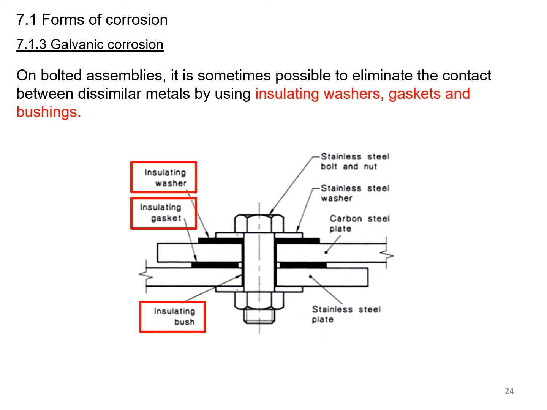Now on bolted assemblies, it is sometimes possible to eliminate the contact or electrical contact between dissimilar metals by using insulating washers, gaskets, or bushings. So in the example here, you see a bolted assembly: a stainless steel plate, a carbon steel plate, and a stainless steel bolt and nut. Washers are steel. So there are many different types of materials here. So by installing insulating washers and gaskets and bushings, we can eliminate the electrical contact between them, thus reducing the possibility of galvanic corrosion.